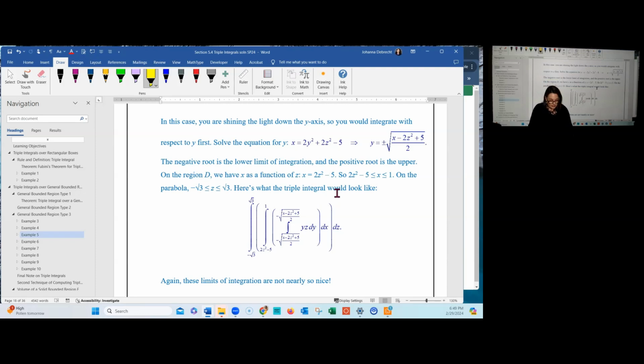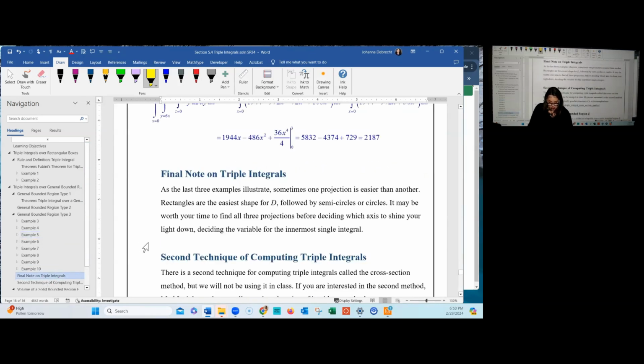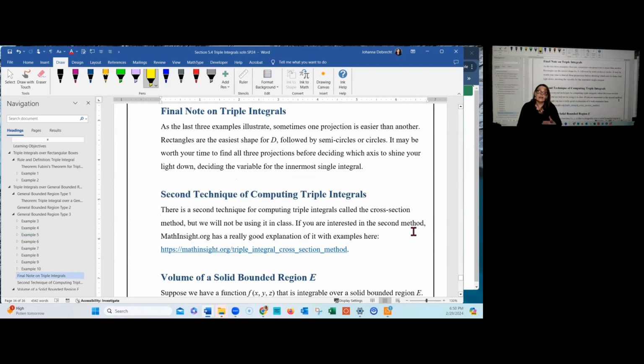Let's go ahead now and look at some applications and final notes on triple integrals. Our final notes on triple integrals are that there is another possible method that can be done. It's called the cross-section method. I'm not going to teach the cross-section method because I found the shadow method to make more sense to most students. But if you want to learn about the cross-section method, go to mathinsight.org and look up triple integral cross-section method.